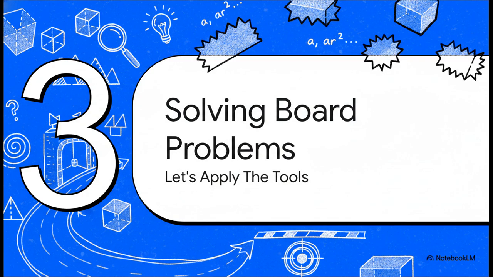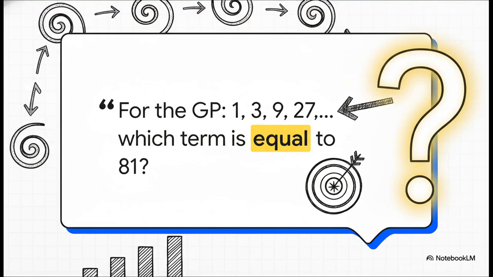We've got a clever trick in our back pocket. Now, let's put it all together and get our hands dirty with some real-deal board exam problems. Okay, problem number 1. Let's break it down. We've got this sequence, and our target is the number 81.